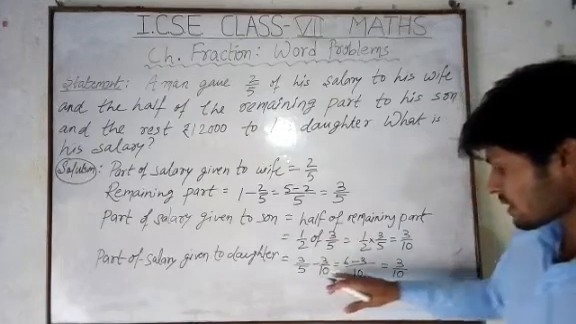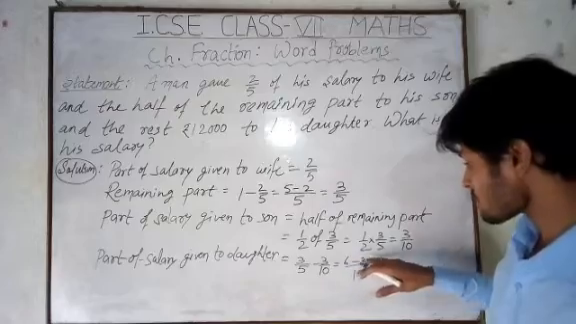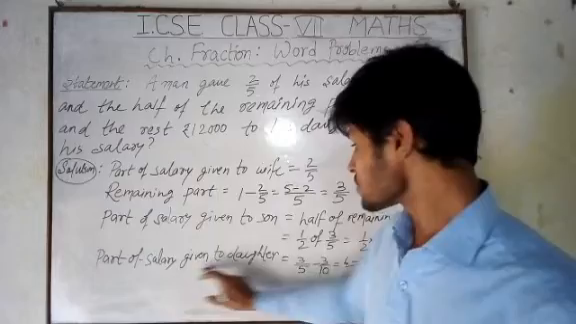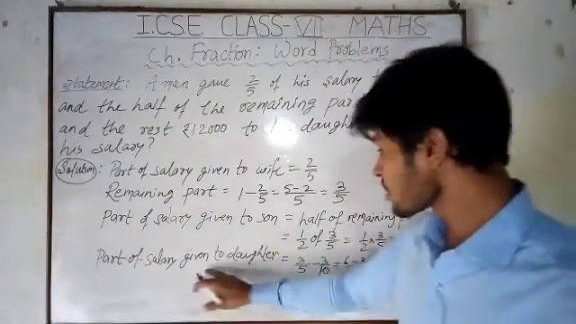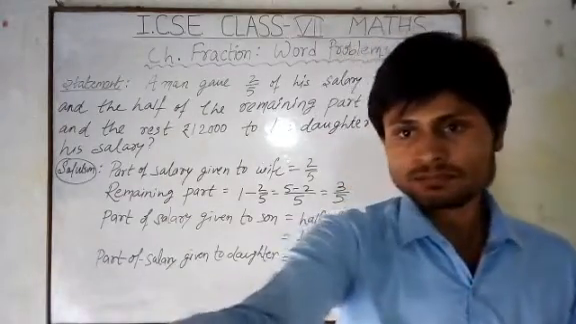You can see the calculation here. The LCM of 5 and 10 is 10. So this will become 6 minus 3, which is 3 by 10. So this is the part that the daughter got from the person. The daughter actually got 3 by 10 of the salary.